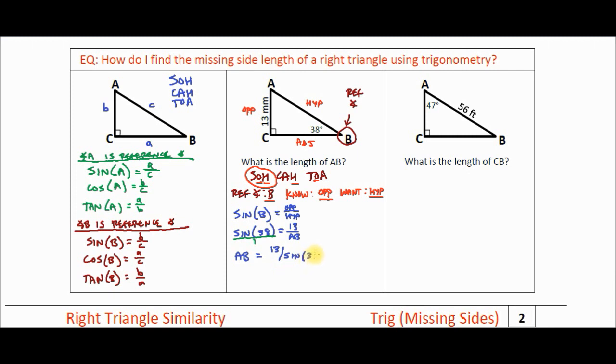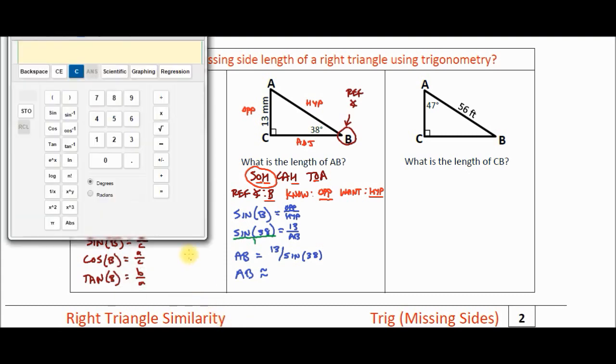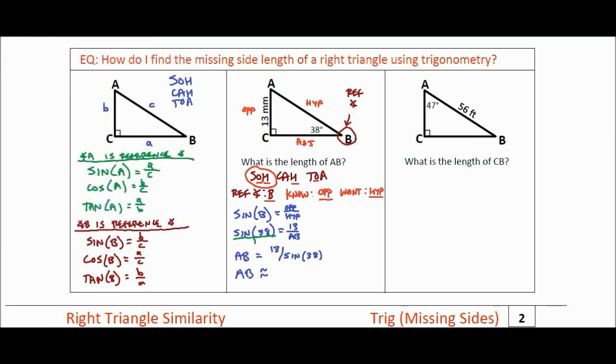Now if you don't understand that, don't worry about it. Multiply both sides by AB, so AB moves to the left, then divide both sides by sine of 38, and sine of 38 ends up on the bottom of our fraction on the right side. Let's go ahead and plug this into our calculator. And AB is going to be approximately, let's pull up our calculator here, 13 divided by the sine of 38, close your parenthesis, equals 21.1 is our rounded answer. So approximately 21.1, and our unit of measure is millimeters.